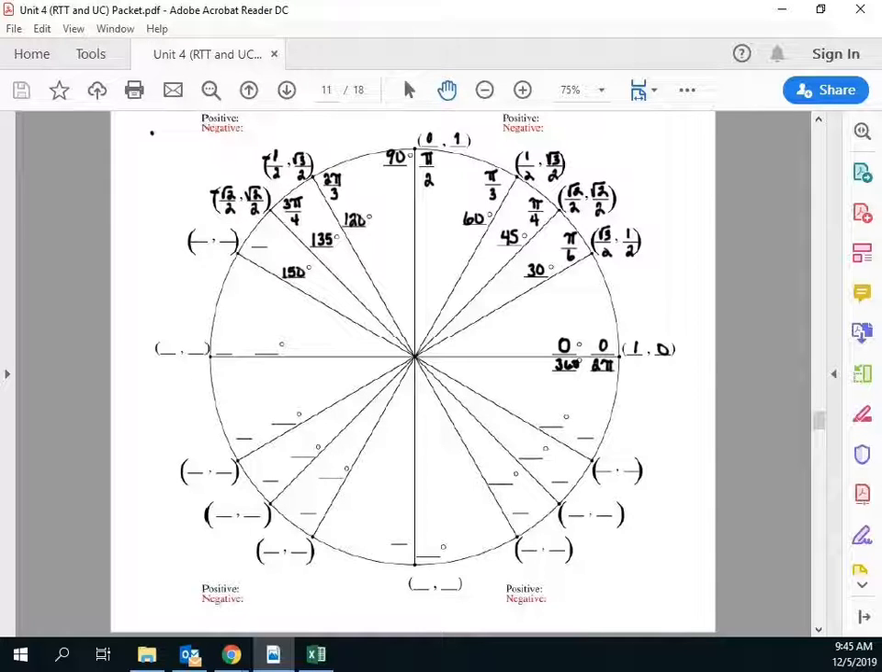150 is the next one, or 5 pi over 6. And again, it follows the same value as its reference angle, because what's the reference angle of 150 degrees, guys? How many degrees do I need to go to get down here? 30. So it follows the 30 degrees.